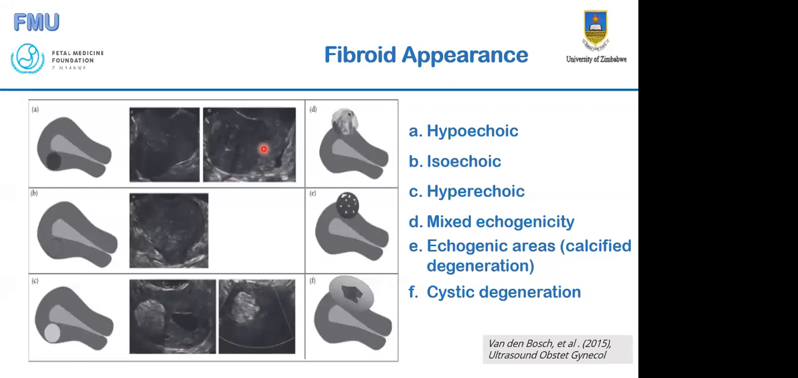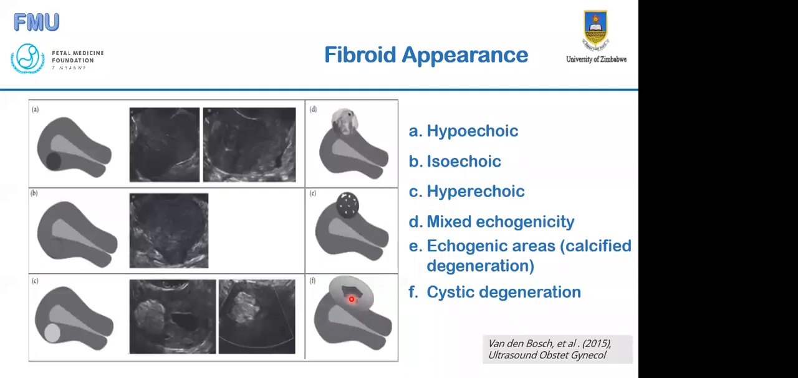Then we can have the mixed one. That means we have both calcified areas and some anechoic areas within, and we can also have echogenic areas due to calcifications. When they are calcified like this, sometimes they may mimic adenomyosis, especially if the margins are not very clear. But if the margins are clear, then you can easily distinguish it from adenomyosis, because adenomyosis also has calcification and some shadow behind it.